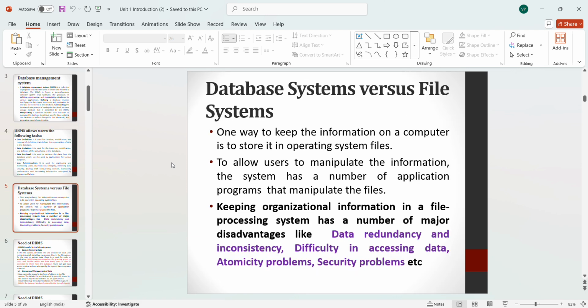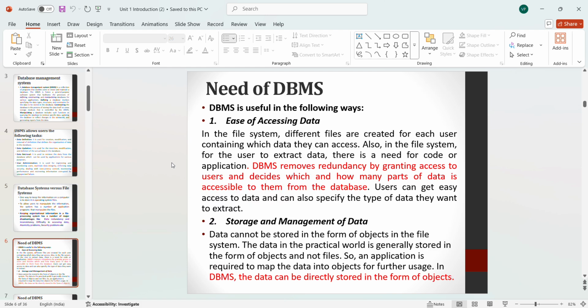Database systems versus file systems. Traditionally, we used to save data in file systems. One way to keep the information on a computer is to store it in operating system files. To allow users to manipulate the information, the system has a number of application programs that manipulate the files. Keeping organizational information in a file processing system has a number of major disadvantages, like data redundancy and inconsistency, difficulty in accessing data, atomicity problems, and security problems, etc.